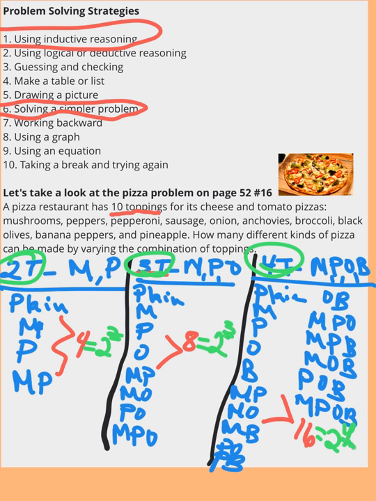So I can see that my toppings end up being the exponent, 2 to the second, 2 to the third, 2 to the fourth. So in this problem, I'm going to use some inductive reasoning to say that the number of possible pizzas would be 2 to the 10th. So for this particular problem, we looked at solving a simpler problem first, and then we moved on to using inductive reasoning to find our solution.